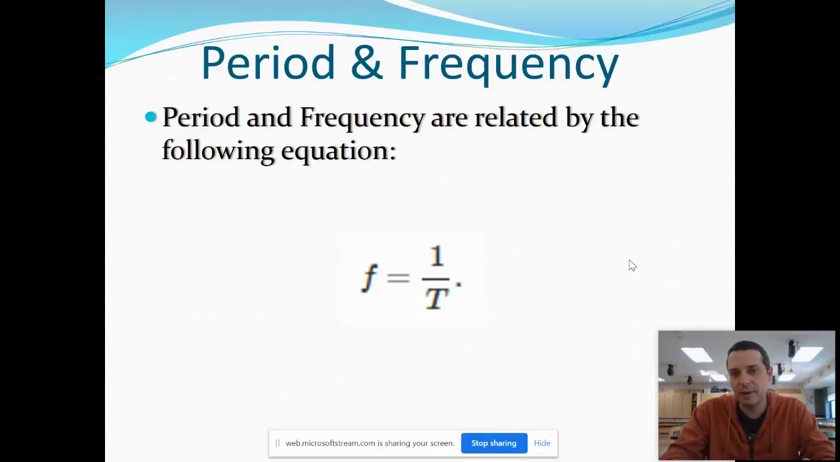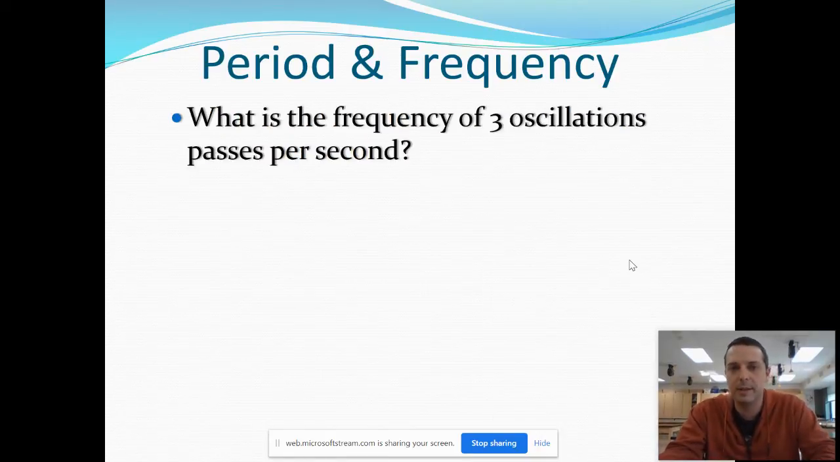I asked you to have your reference tables out here. If you look in your reference tables on page 5, you'll see this relationship showing you that period and frequency are inverses of one another. A lot of what we're going to do today in this lesson is just going to look at that relationship between period and frequency. How do we calculate them from one another, and how do we calculate them just from a description of a system? So let's go ahead and do that, and you should see some examples of this in your notes underneath the page we just talked about.